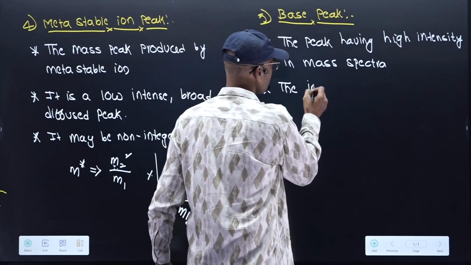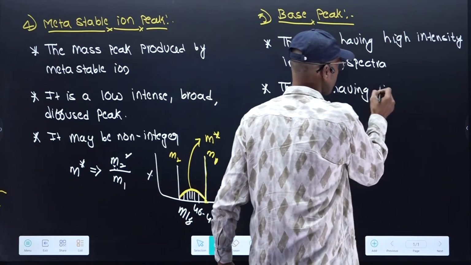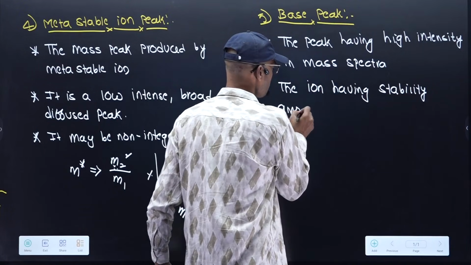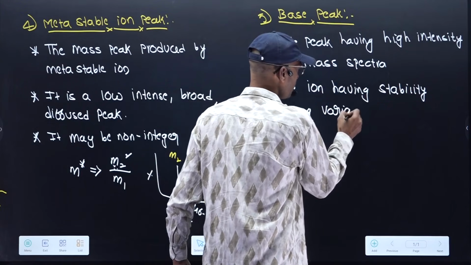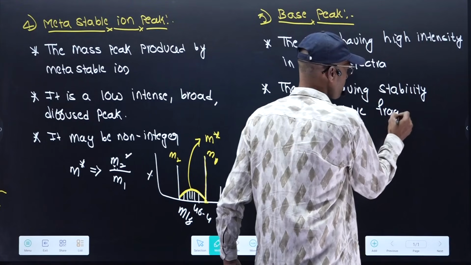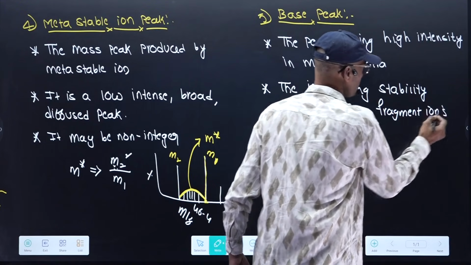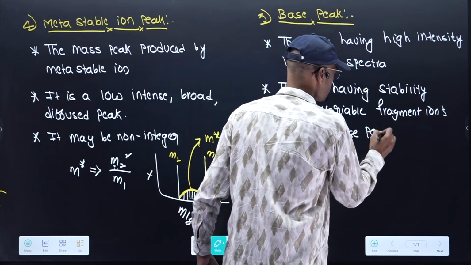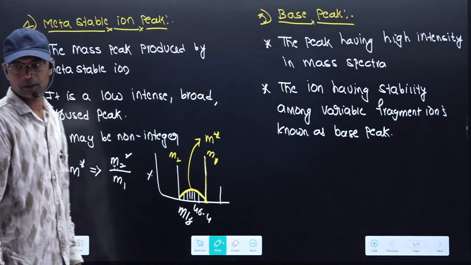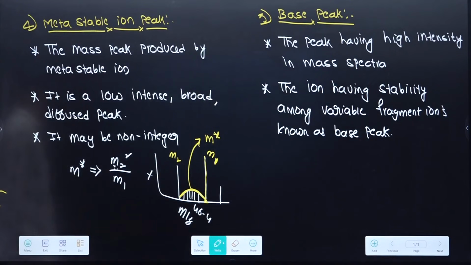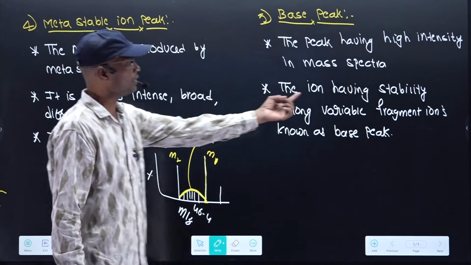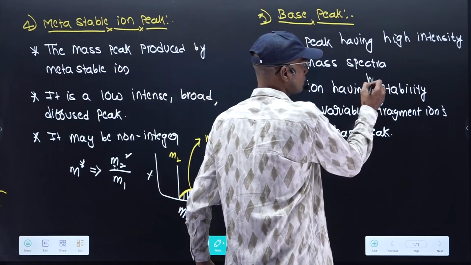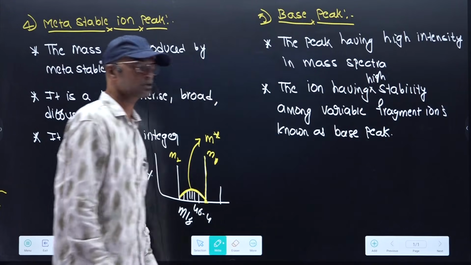So the ion having high stability among the various fragment ions is generally known as the base peak. The base peak is the one which is the more stable ion. The most stable ion is always taken as the base peak. You write this: the ion having high stability among the various fragment ions is known as the base peak.